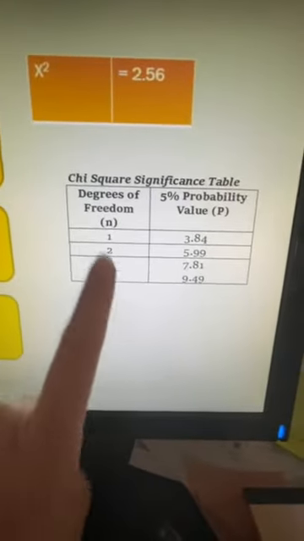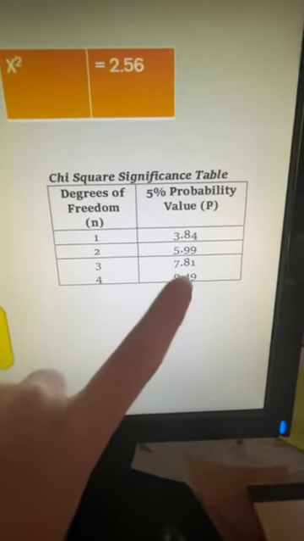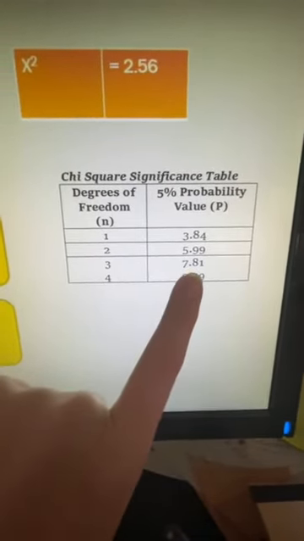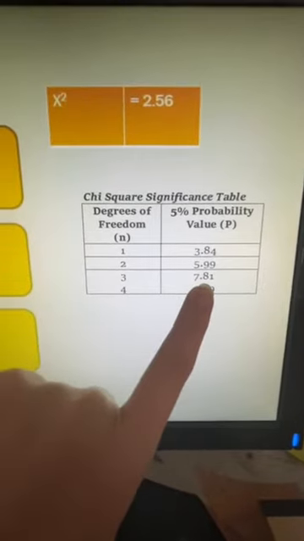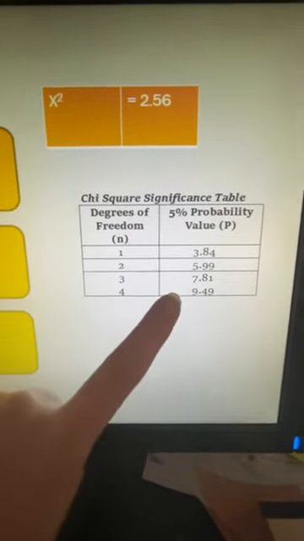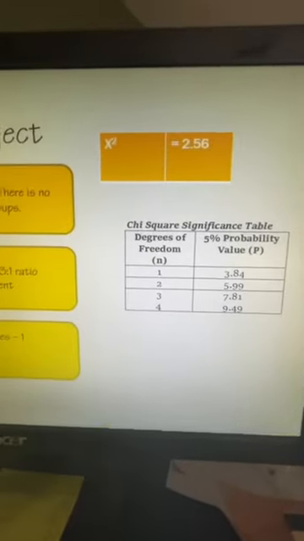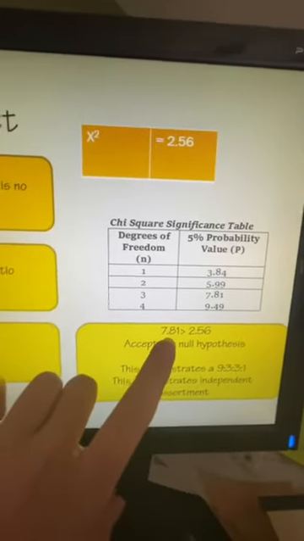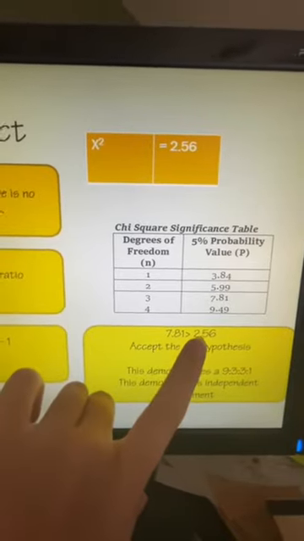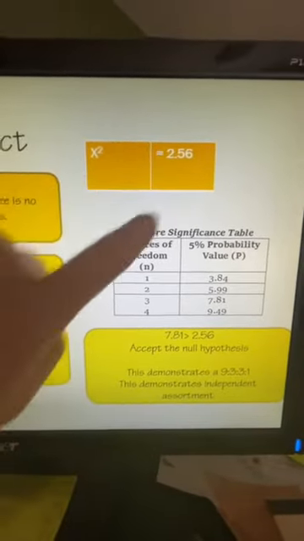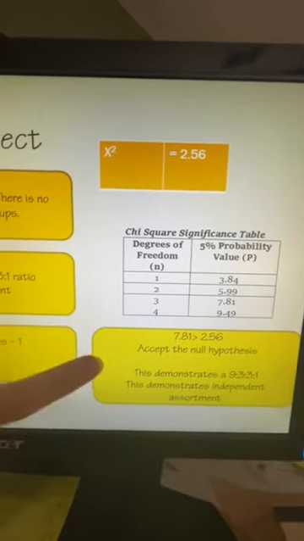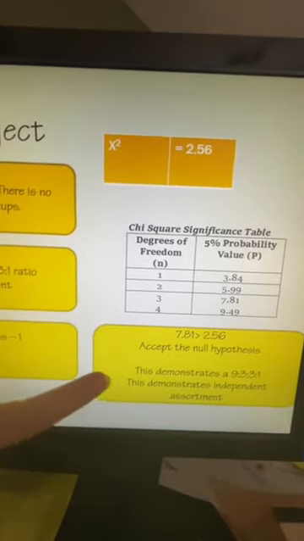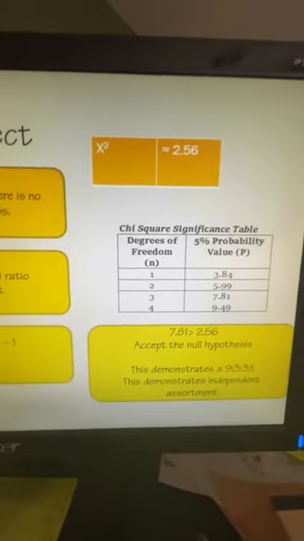If I look at my chart, degree of freedom is 3. I have a 5% probability, or a p-value of 0.05, of 7.81. So how does my chi-square value compare to this value? Well, my chi-square is less than that. So 7.81 is greater than 2.56. So my chi-square value is less than the table value, which means that I will accept my null hypothesis, which means that I am demonstrating a 9 to 3 to 3 to 1 ratio. My sample followed independent assortment, and that is how I'm able to say these two traits were not linked.